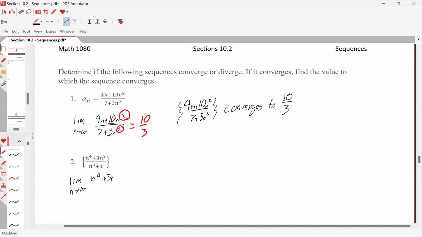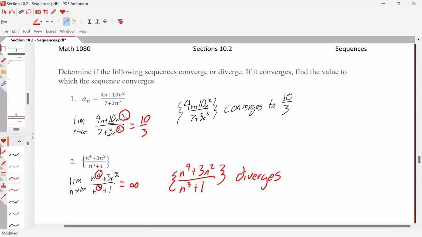So looking at the limit, when the degrees don't match, we look for where the degree is the largest. The degree is the largest in the numerator, meaning the numerator grows faster. We have a 4 and we have a 3. The numerator grows faster. So this equals infinity. Therefore, n to the 4th plus 3n squared over n cubed plus 1 diverges. The limit does not exist.